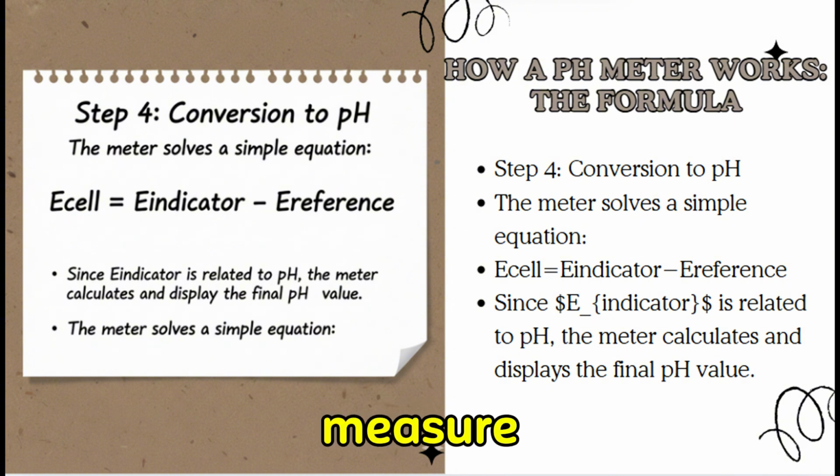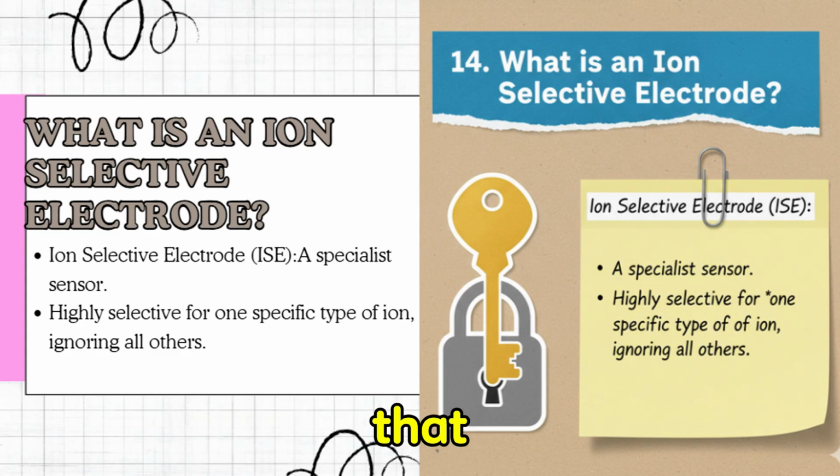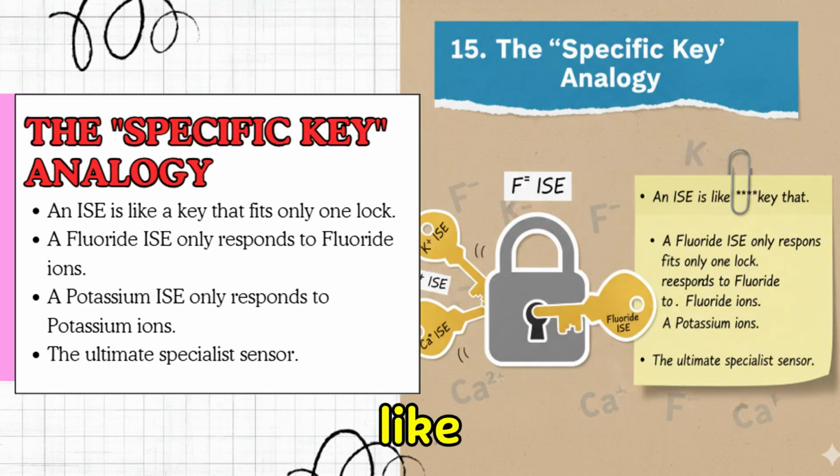Now, what if you don't want to measure hydrogen ions? What if you want to measure, say, fluoride? For that, we need a specialist. An ion selective electrode, or ISE, is a type of indicator electrode designed to be highly selective for one specific type of ion while ignoring all others. The analogy here is perfect. An ion selective electrode is like a key that fits only one specific lock. A fluoride ISE will only respond to fluoride ions. A potassium ISE will only respond to potassium ions. It's the ultimate specialist sensor.